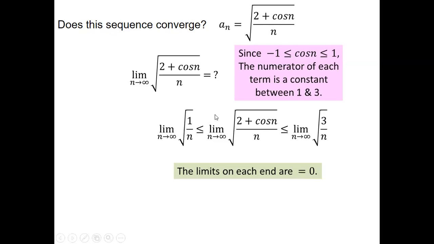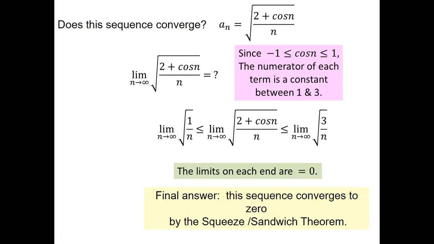And if this function is sandwiched in between these two other functions, then I know that my given function is going to converge to 0, by the sandwich or the squeeze theorem. So there's an example of how we could do that too.